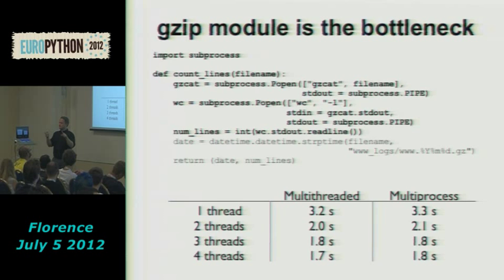So if anybody here is interested in working with the gzip library to make it faster, I'm sure many people in the world would love to have a better gzip performance.